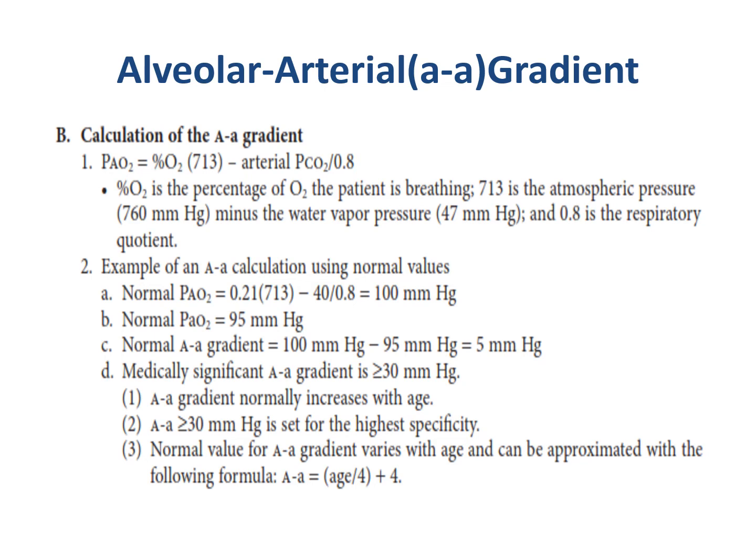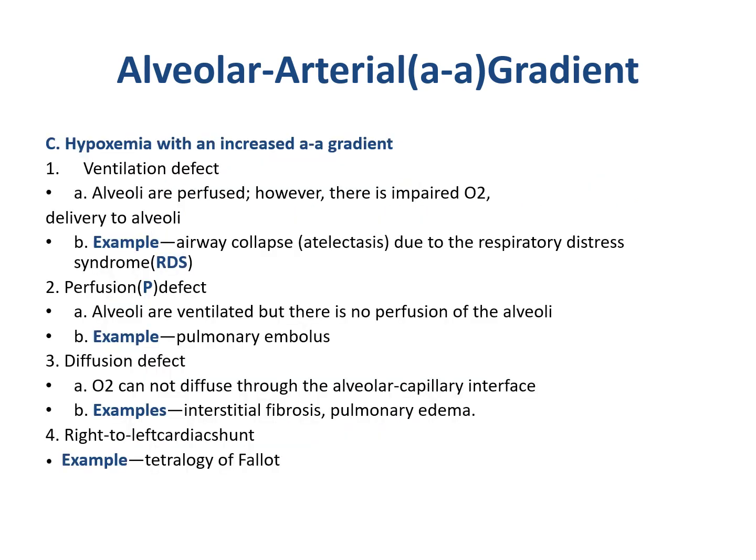Medically significant AA gradient is more than 30 millimeters mercury. Normally, this gradient increases with age. More than 30 millimeters mercury is set for the highest specificity. A normal value for AA gradient varies with age and can be approximated with the following formula: AA equals age over 4 plus 4.